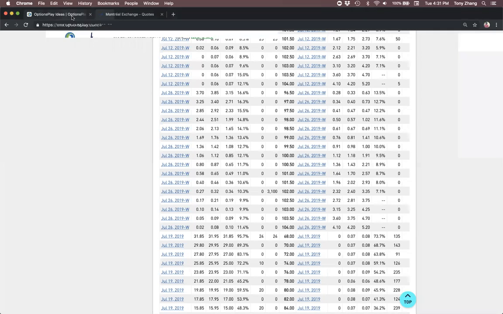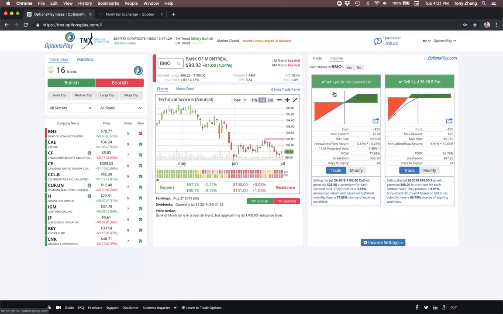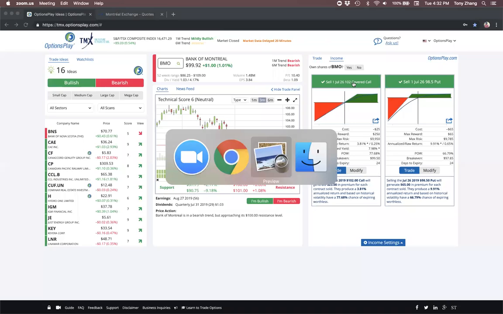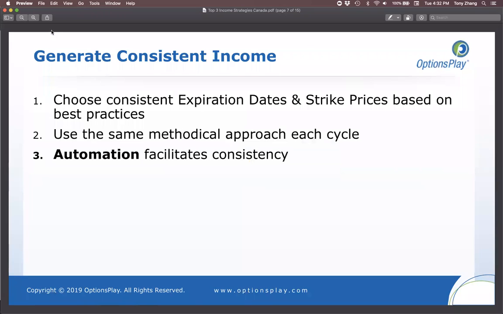When you use a tool like OptionsPlay that does the selection for the expiration date and strike price for you, we can guarantee that you're going to get a consistent application of the same expiration date and strike price, because that's what we've built into the program. And this is really what we're going to show you here today: what type of best practices you want to apply to each one of these strategies so that you do get consistent returns every single month or every single cycle that you sell these covered calls for.